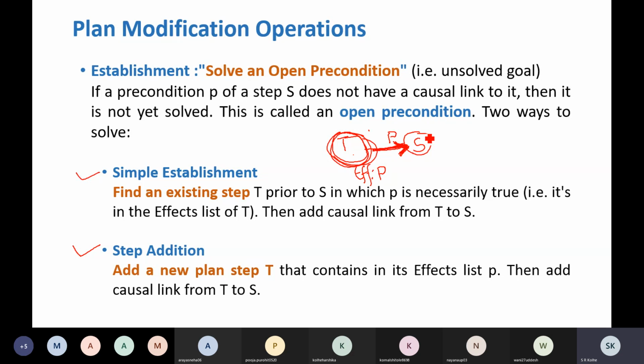So these are the plan modification operations: simple establishment and step addition. Any question up to this?